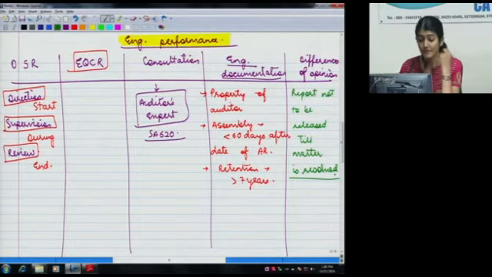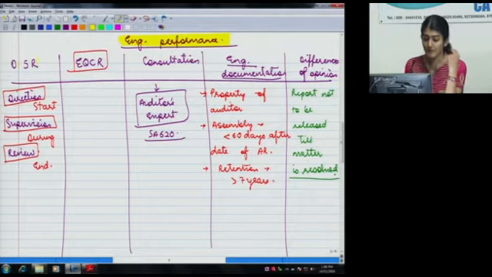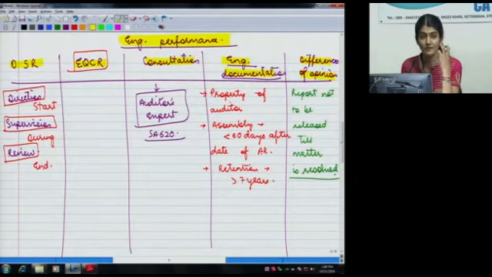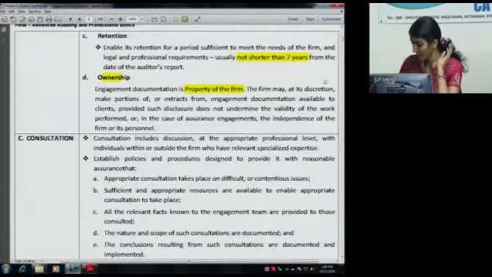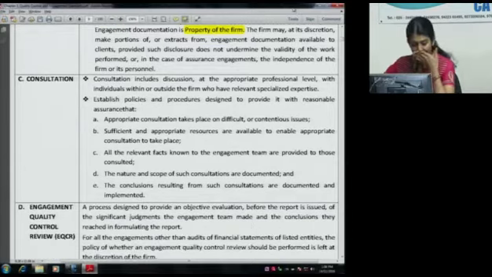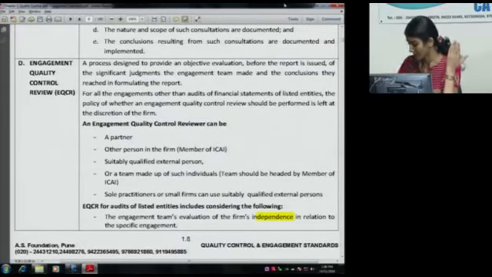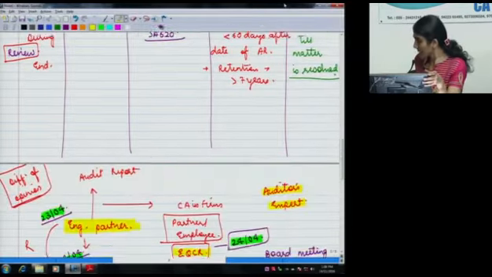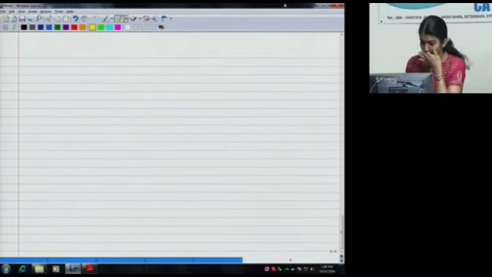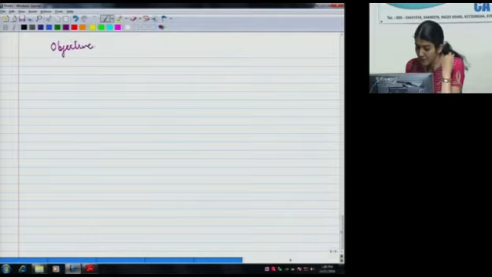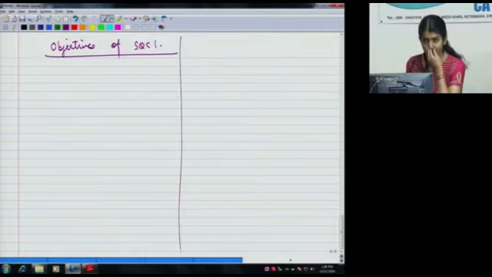Do you understand? Right, so that is engagement performance: DSR, EQCR, consultation, engagement documentation, and then you have the differences of opinion. Okay, and then the last one we've already seen, monitoring. Right, in the beginning of SQC1, they have given the two objectives of SQC1. Can you tell me what are the two objectives of SQC1 given in the standard?